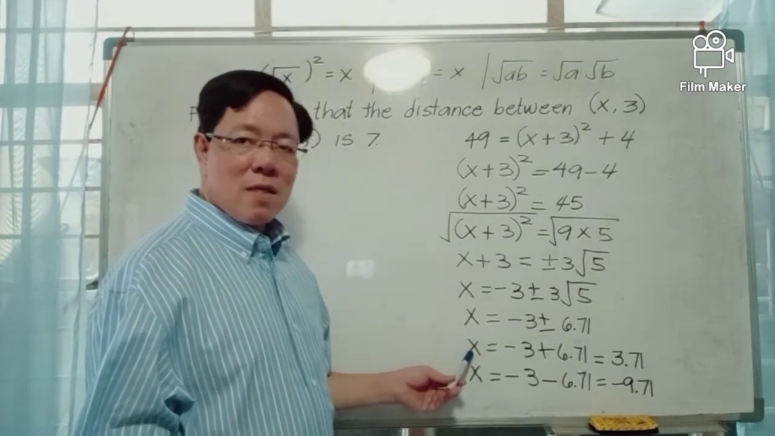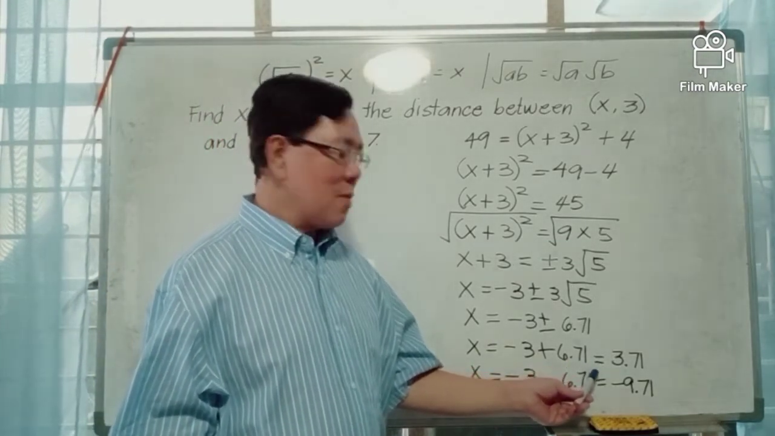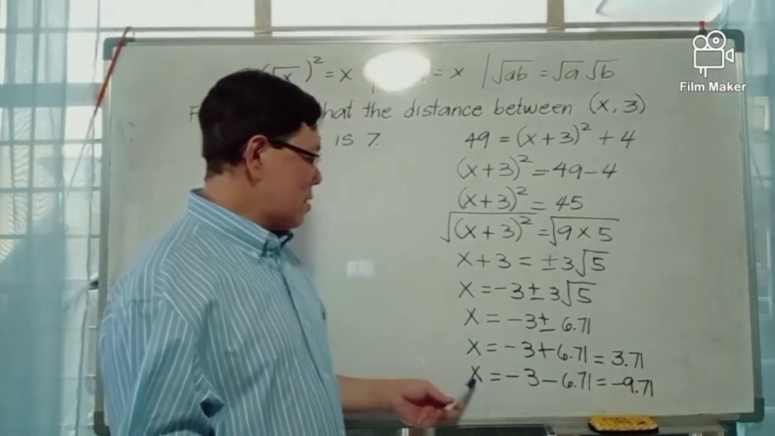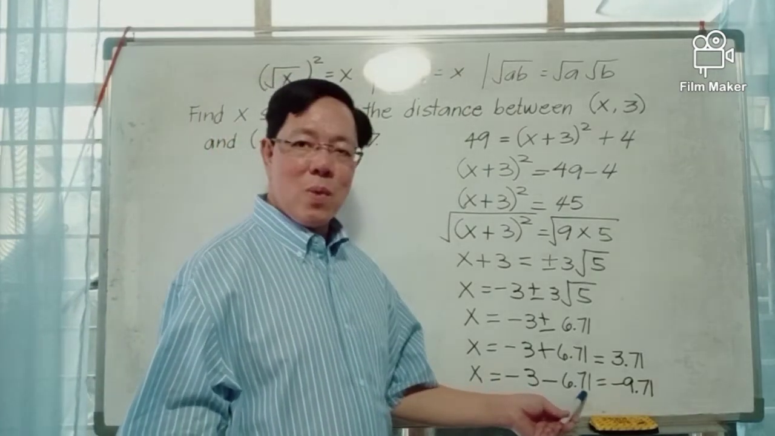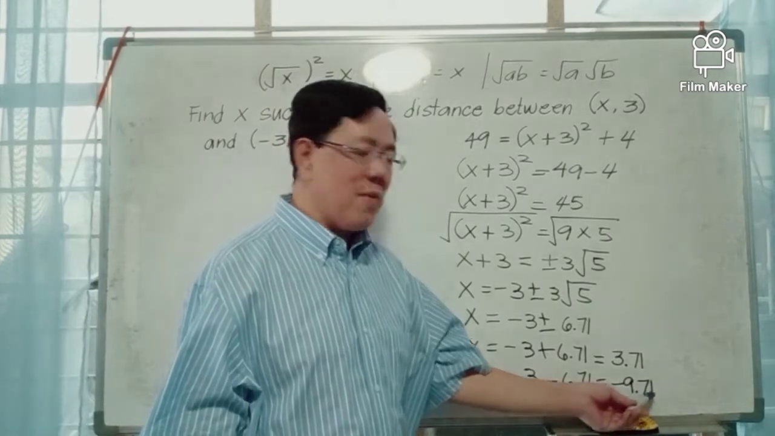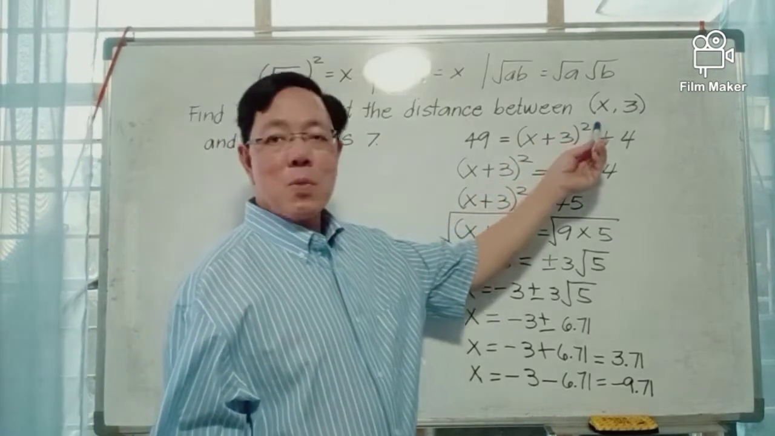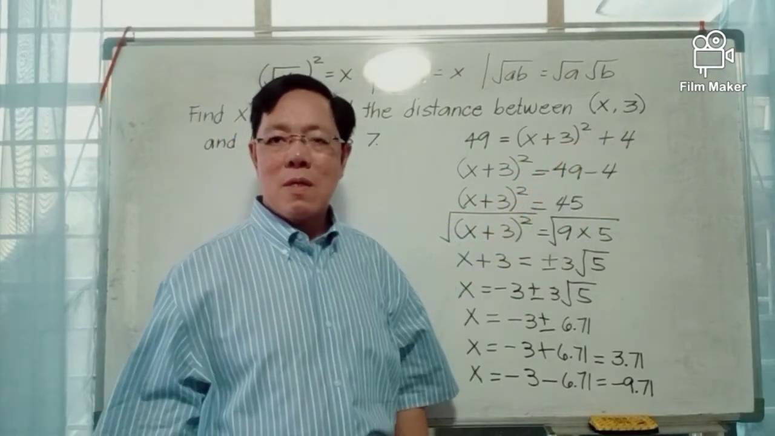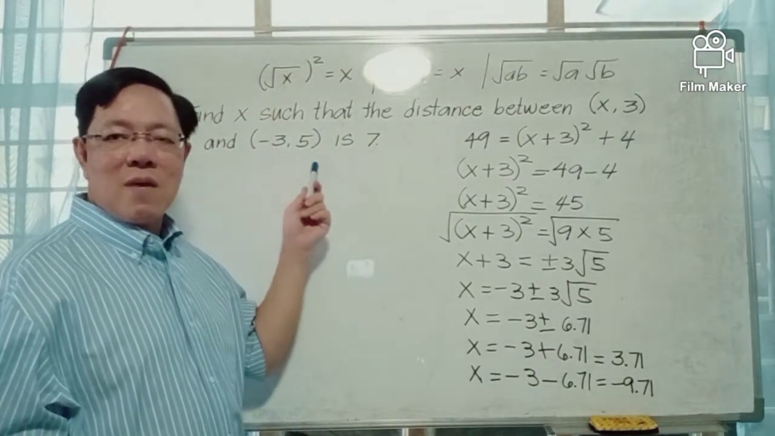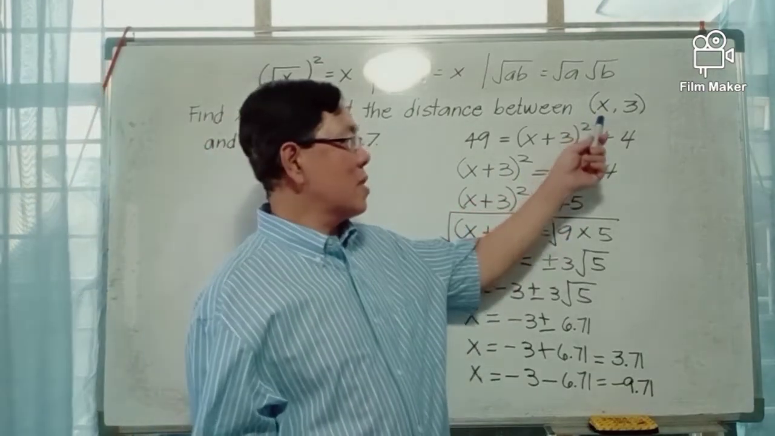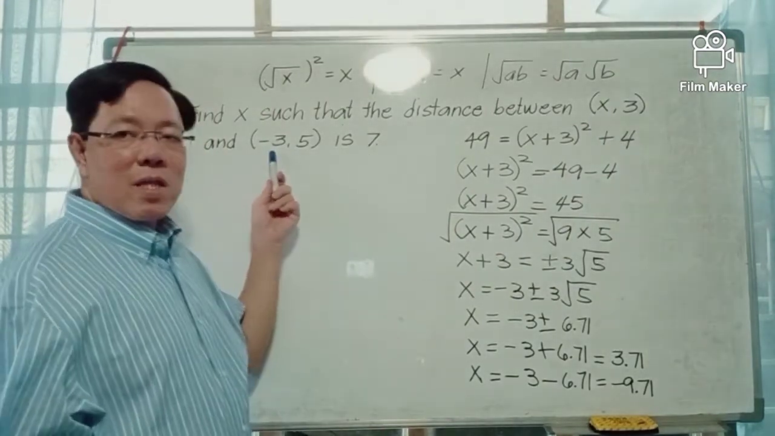The first value of x is given by -3 plus 6.71, which gives us 3.71. The second value of x is given by -3 minus 6.71, which gives us -9.71. Thus, we have two values of x, which means that there are 2 points (x, 3) with the same distance of 7 from the point (-3, 5).